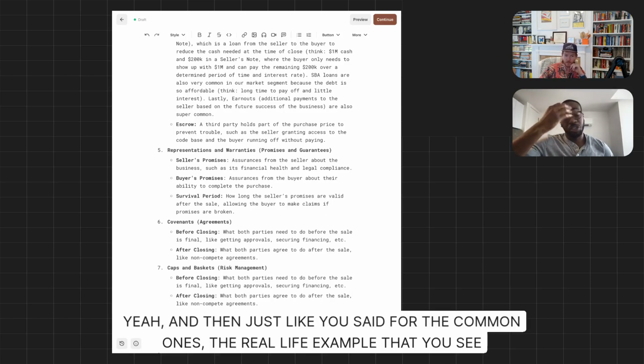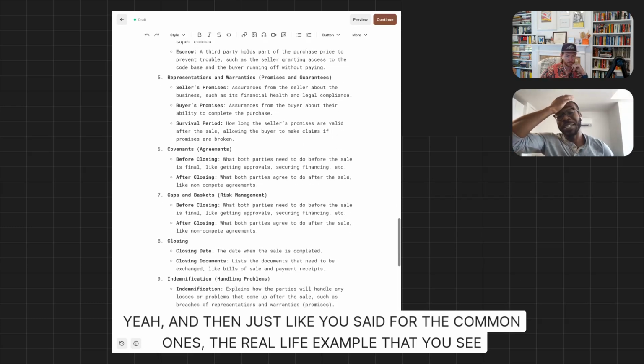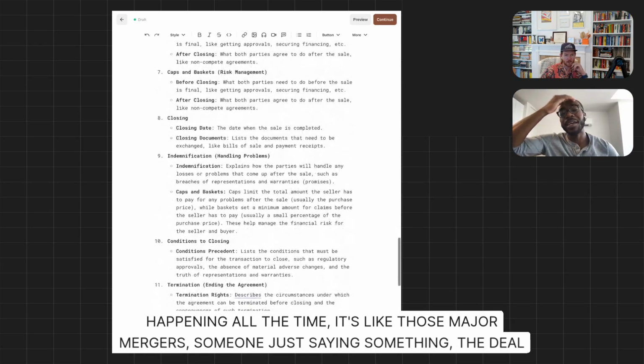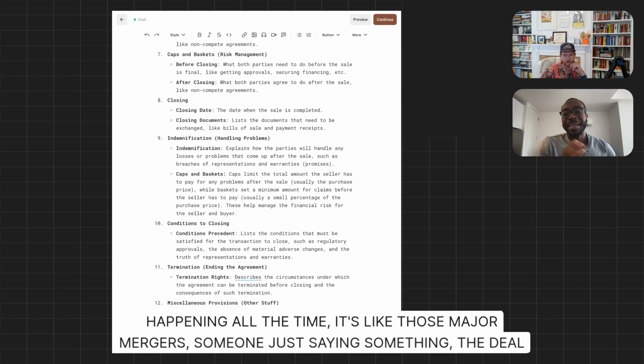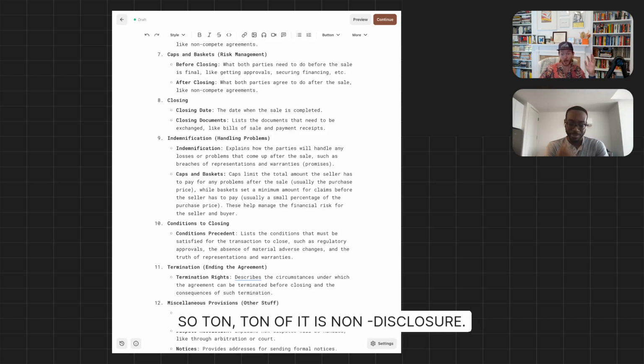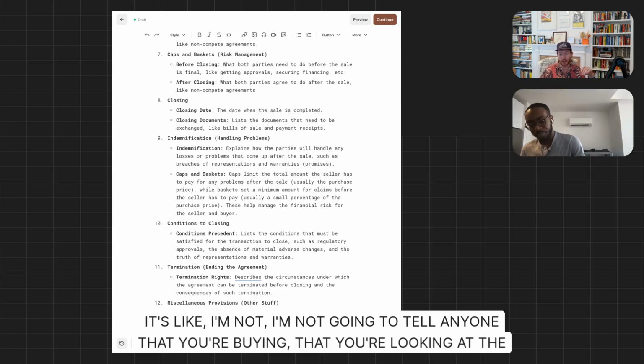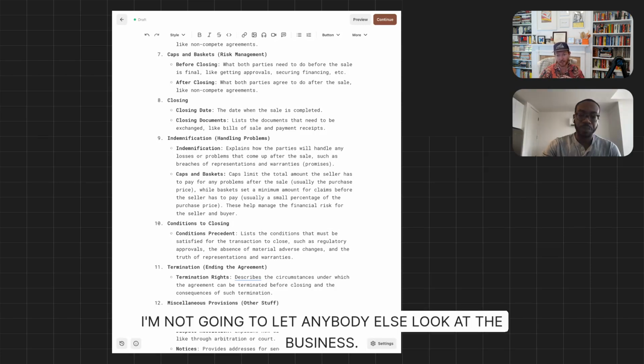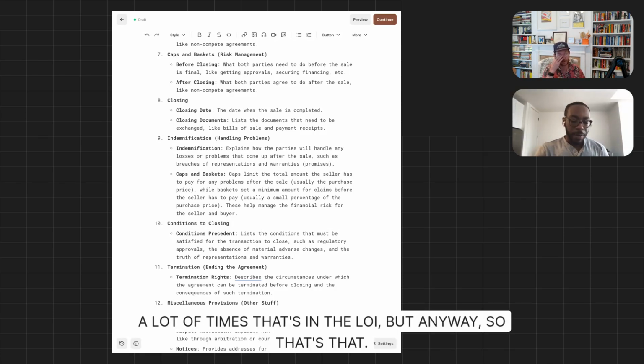Yeah, and then just like you said for the common ones, a real life example that you see happening all the time, it's like those major mergers, someone just saying something, the deal gets out, now boom, the whole entire deal falls apart because one executive. Yeah, so a ton of it is non-disclosure. All non-disclosure. It's like I'm not going to tell anyone that you're looking at the business. Yeah. I'm not going to let anybody else look at the business. A lot of times that's in the LOI, but yeah.